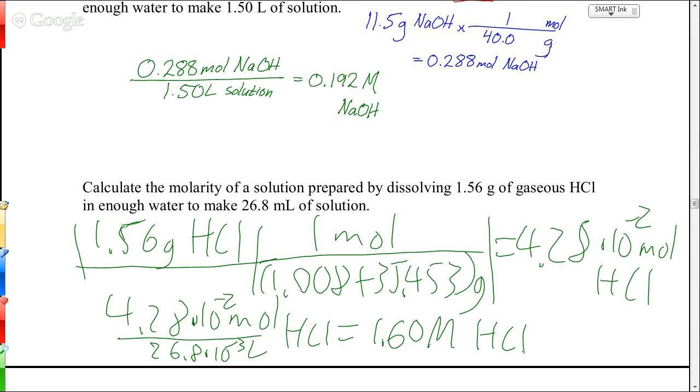Yeah, so you convert the grams to moles, 4.28 times 10 to the minus 2 moles. Divide that by 26.8 milliliters, which is 26.8 times 10 to the minus 3 liters. Or you could write that as 0.0268 liters. So the only thing here is make sure that you convert that to liters before going on, and that comes out to 1.60 molar. So that would be the concentration.